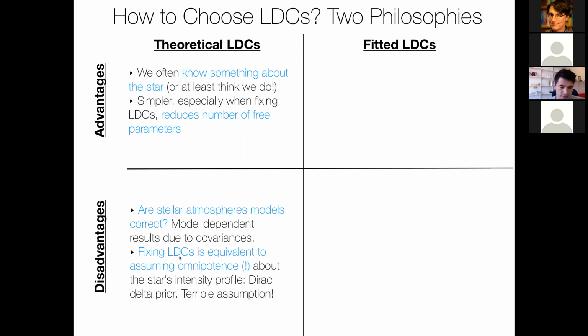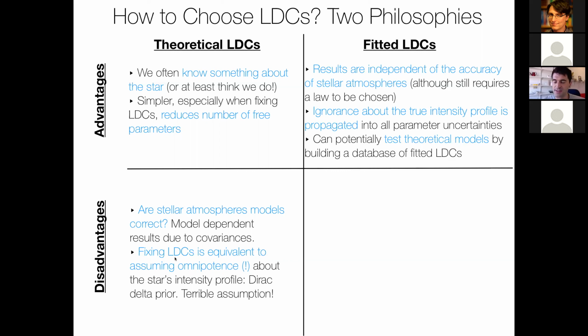Finally, if you fix the limb darkening coefficients to one particular value, I think this is not a great idea, because it's essentially equivalent to assuming omniscience about the star's intensity profile. You know, so you know it perfectly. There's absolutely no uncertainty, 100% precision, or in other words, a Dirac delta prior, which from a Bayesian perspective is deeply troubling, that you could ever think that you know something to infinite signal to noise. Although practically speaking, there may be reasons why you think this is okay, but certainly from a statistical perspective, it's troubling to do this.